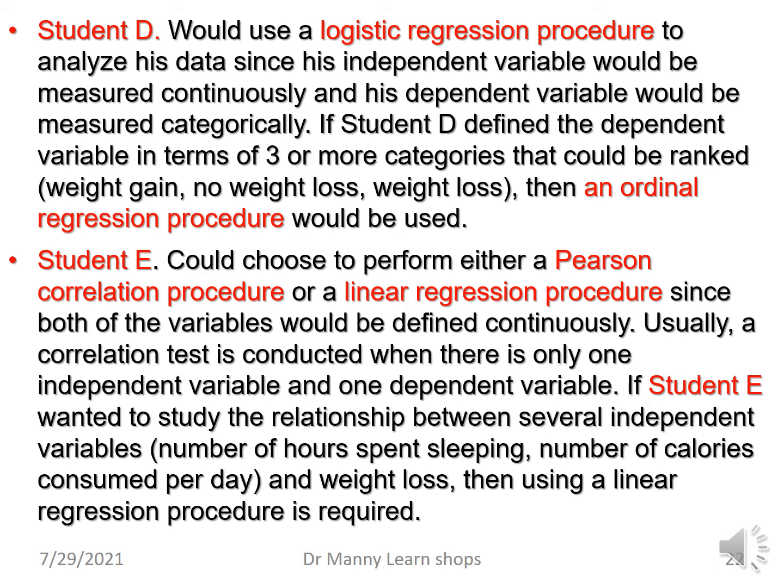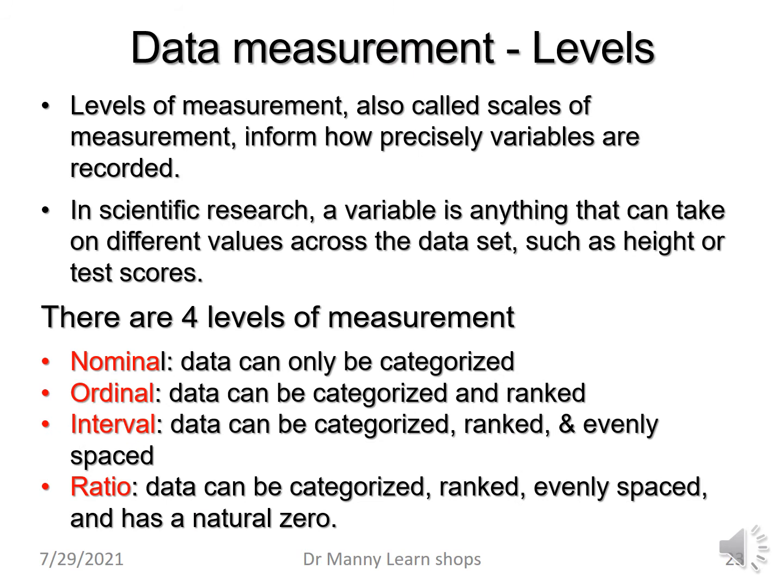Student E could choose to perform either a Pearson's correlation procedure or a linear regression procedure, since both variables would be defined continuously. Usually a correlational test is conducted when there's only one independent variable and one dependent variable. If student E wanted to study the relationship between several independent variables, number of hours spent sleeping, number of calories consumed per day, and weight loss, then using a linear regression procedure is required. This just demonstrates the importance of choosing the correct tools when you do your research.